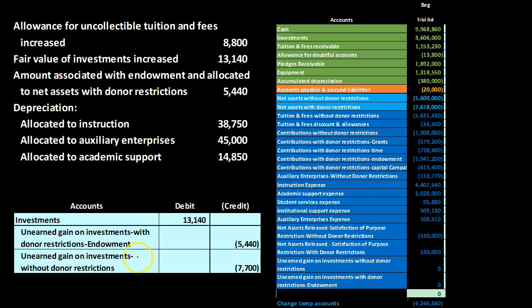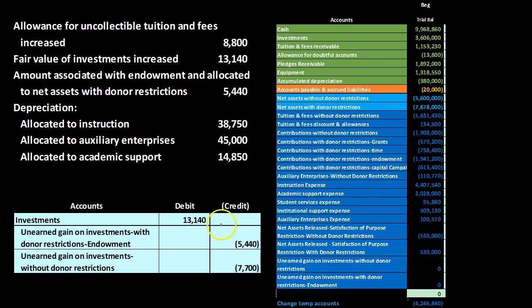So we're going to call that unearned revenue or unearned gain because we haven't yet sold it and therefore haven't earned it. And then there's going to be some restrictions on it. We have here amount associated with endowment and allocated to net assets with donor restrictions is the $5,440. So the amount of the investments that are related to an endowment and therefore restricted, and that typically happens when we have an endowment. The permanent amount of the endowment is something we cannot spend typically at all. The income on it, the investment income, the gain, and any type of investment income, typically we can spend, but has some type of restriction on.